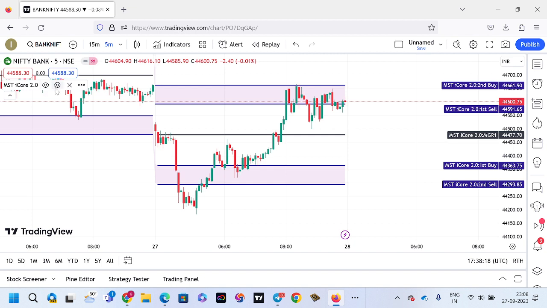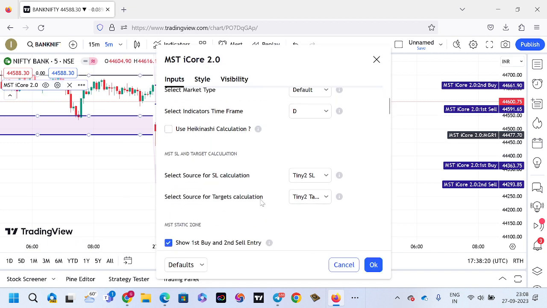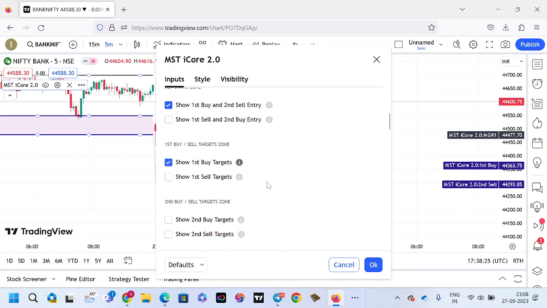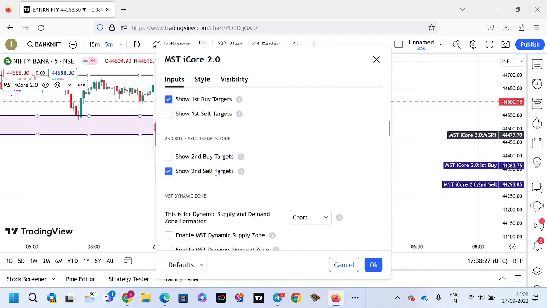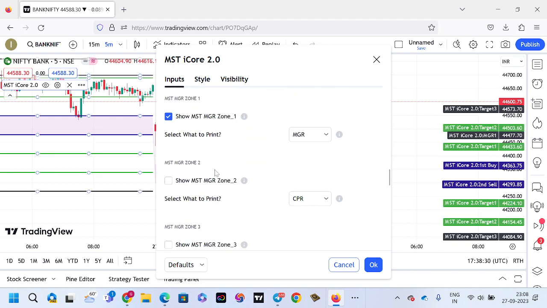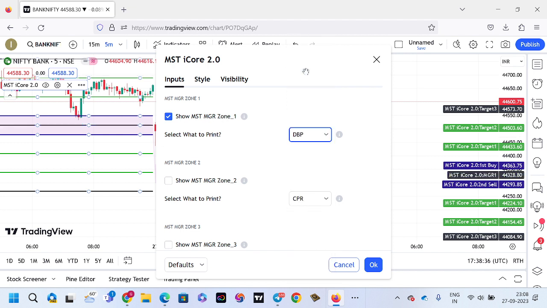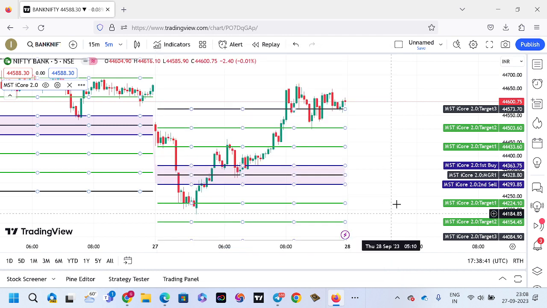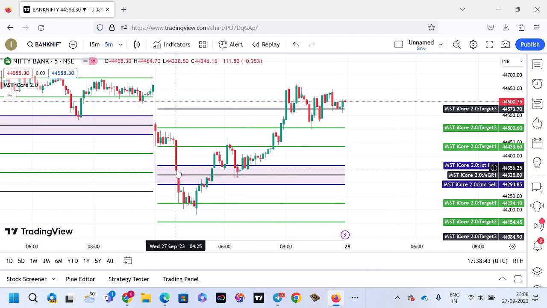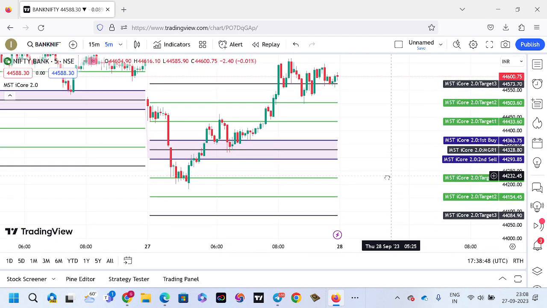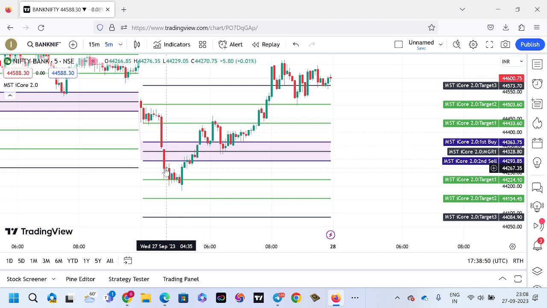So let us see, once buy activated, what we are supposed to do. Come down, buy activated, so remove the sell, enable the first buy targets, enable the second sell targets, and scroll down. Here you can see MGR by default, so you can add DBP. DBP means default bottom midpoint. Okay, so now buy activated, but target, this is the target, 44,433 is our target, but not given, but SL hit.